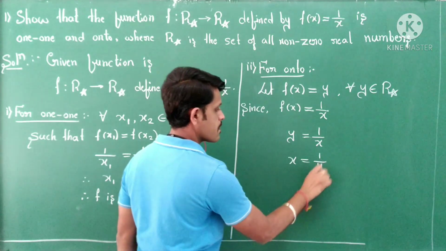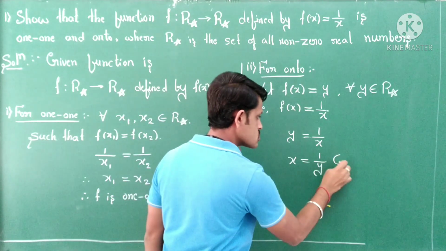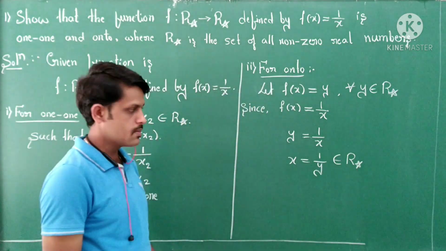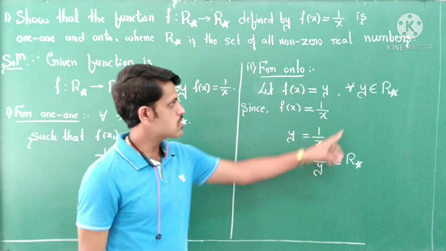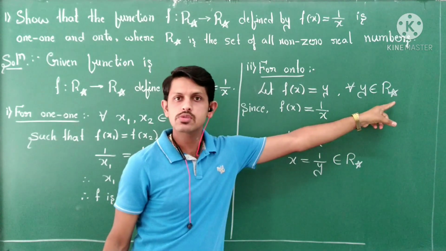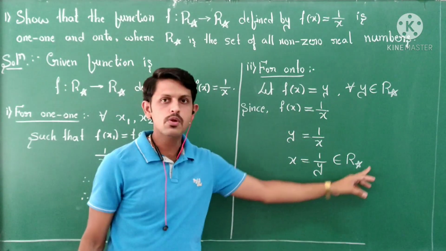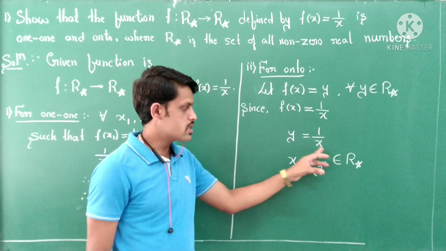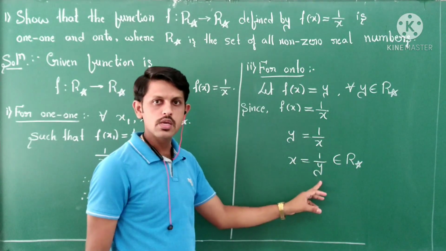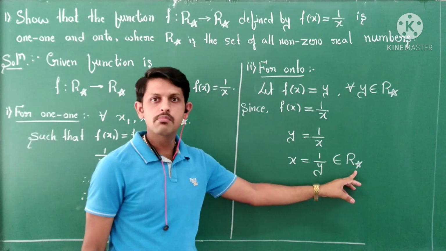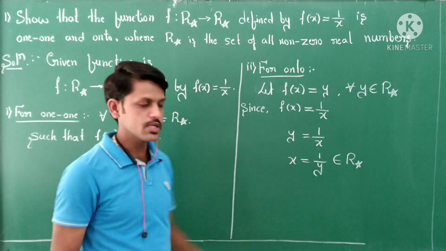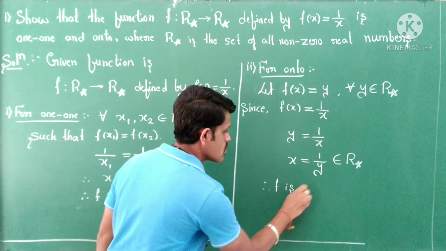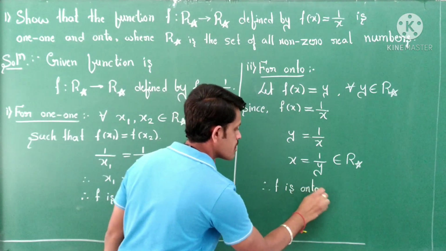This belongs to the non-zero real numbers, obviously, because y belongs to R star, a non-zero real number. In the sense, this belongs to non-zero real numbers. Therefore, whenever the value of x, which is 1 by y, belongs to R star, meaning non-zero real numbers, then it is onto. Therefore, f is onto.